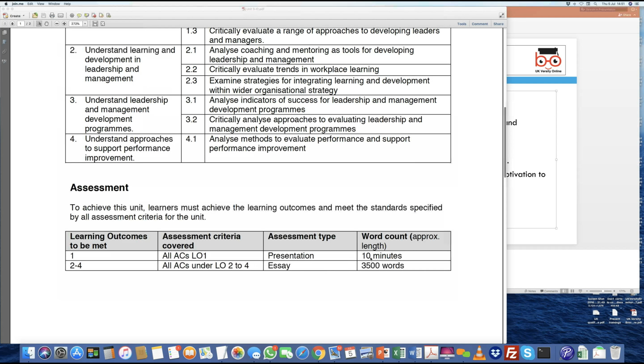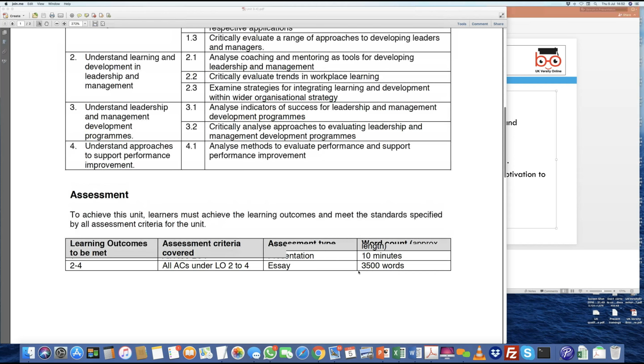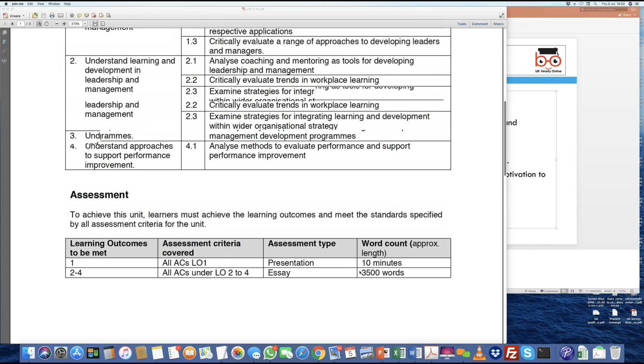Now it says approximate word count, and obviously 3,500, which means plus or minus 10%. But don't worry about this. This is just an indicator or a suggested word count. It could be as detailed as possible, and there is no restriction at these levels when we are doing assignments. Okay, now let's get back to the unit.